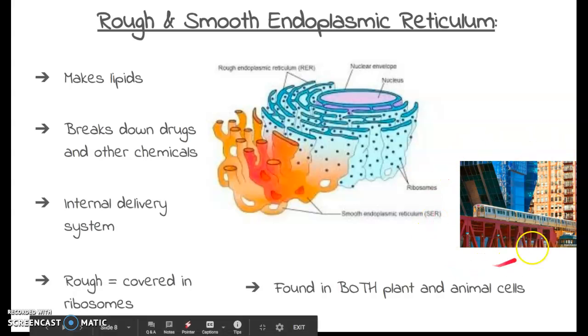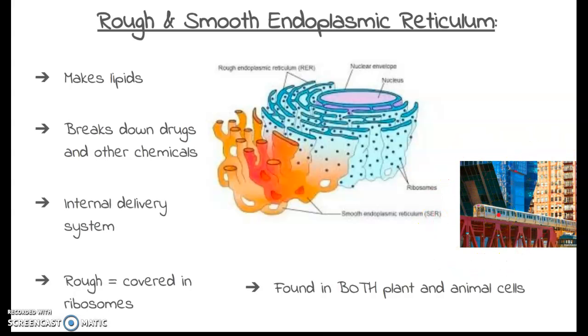So that's why I have a picture of the L here. Kind of like the L downtown where you can hop on these different lines, the red line, green line, and go different places. That's what the ERs do. They carry these things throughout the cell. And like I said, rough is rough because it's covered in ribosomes, whereas smooth is not. So that's why they call it the smooth ER.